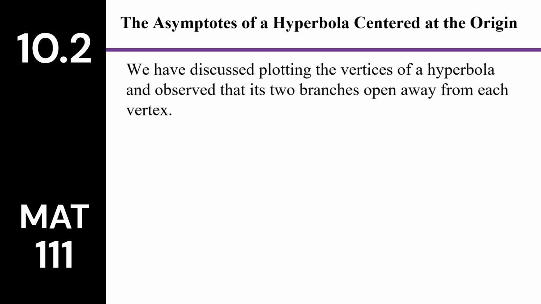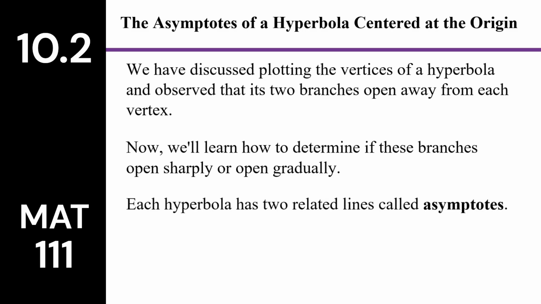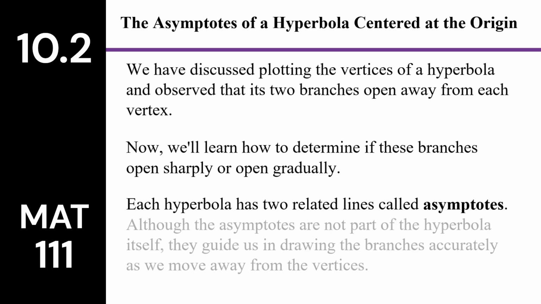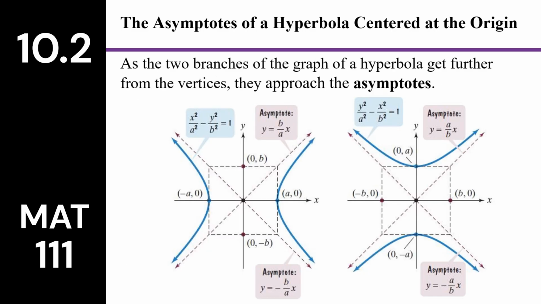We have discussed plotting the vertices of a hyperbola and observed that its two branches open away from each vertex. Now we'll learn how to determine if these branches open sharply or open gradually. Each hyperbola has two related lines called asymptotes. Although the asymptotes are not part of the hyperbola itself, they guide us in drawing the branches accurately as we move away from the vertices. As the two branches of the graph of a hyperbola get further from the vertices, they approach the asymptotes.